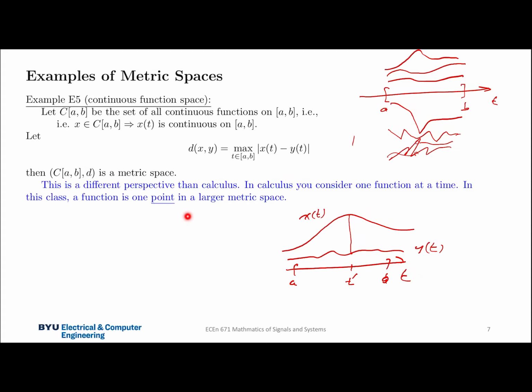That's the beauty of some of the things we're going to do in this class, is we're going to extend sort of these intuitive notions that we think of on the real line or in R2 to spaces like function spaces.